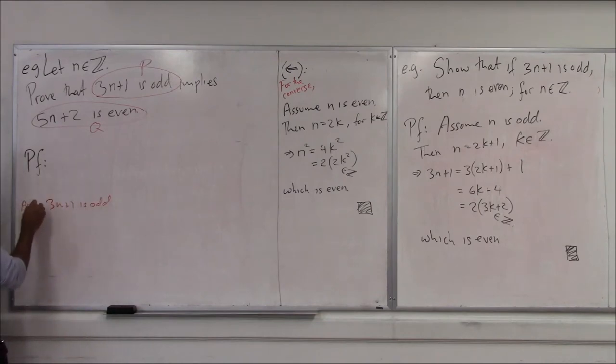So you're trying to do a direct proof here. Yeah. Oh, that means 3n plus 1 is equal to 2k plus 1. So that means 3n is equal to 2k. So n is going to be 2 thirds k. Maybe not.